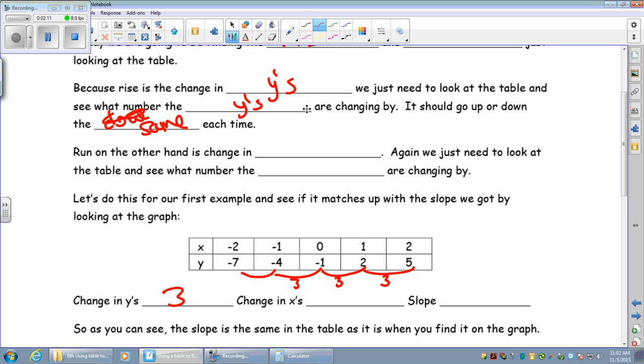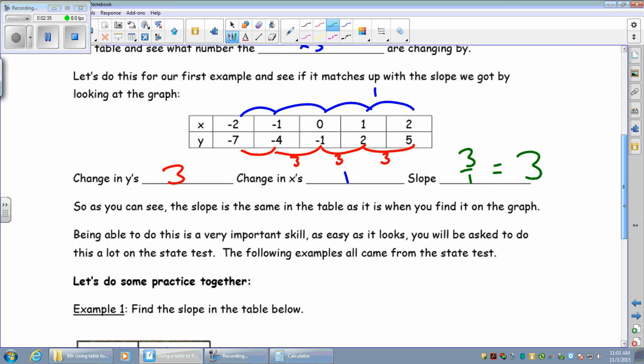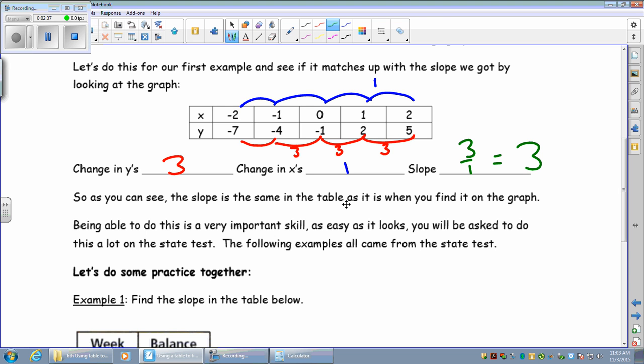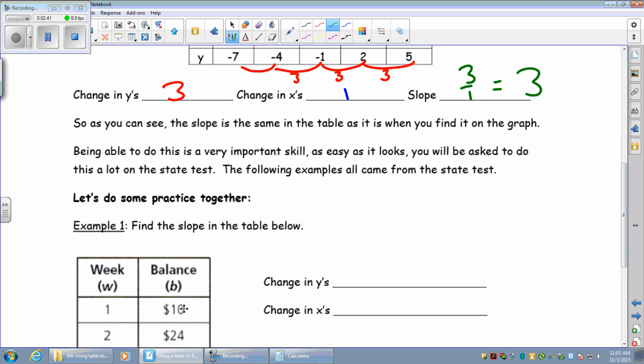Run, on the other hand, is change in x's. And again, we just need to look at the table and see what number the x's are changing by. So on this table, what are these x's changing by? Obviously it's 1, so my change in x's is 1. So my slope is 3 over 1, just like I said in the beginning, or just 3. So as you can see, the slope is the same in the table as it is when you find it on the graph. So sometimes it's going to be easier just to look at the table.